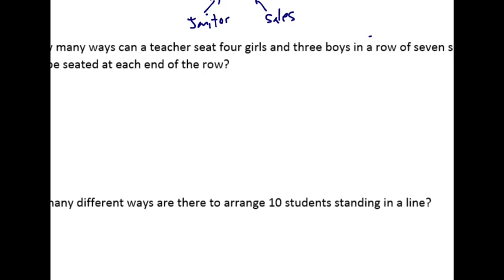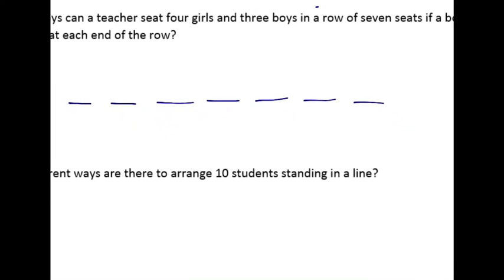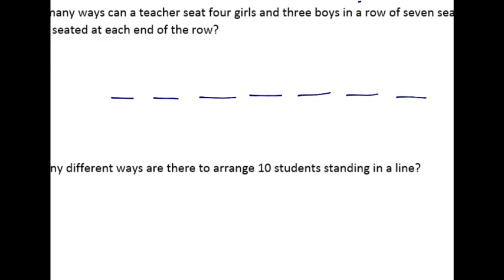Here's an easy way to do this. Draw 7 chairs, or just 7 blanks for 7 chairs. 1, 2, 3, 4, 5, 6, 7. Okay? So you need a boy on either end. How many boys are there? 3. Okay, so for this chair, we'll put one of those boys. There's 3. One of 3 boys is going to sit in that chair. At the other end, if I've already seated a boy here, how many boys do I have left to sit here? 2. Okay. Good. Got that taken care of.